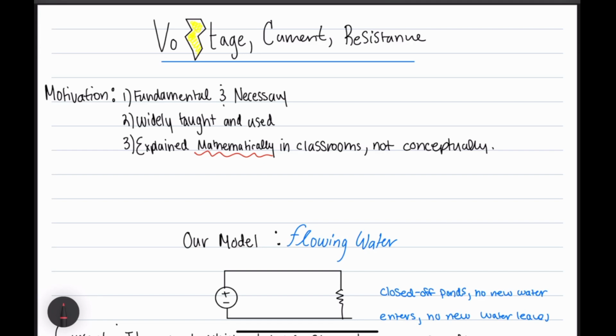Thirdly, from my experience when I first learned this, the issue is that it's really explained mathematically, right? Voltage equals current times resistance. You can move those around and that's that. But the issue was it's not explained conceptually. So I never really understood it until learning it for myself and finally being able to understand why V equals IR. So let's get into it.